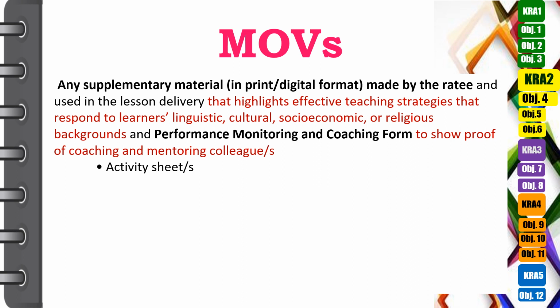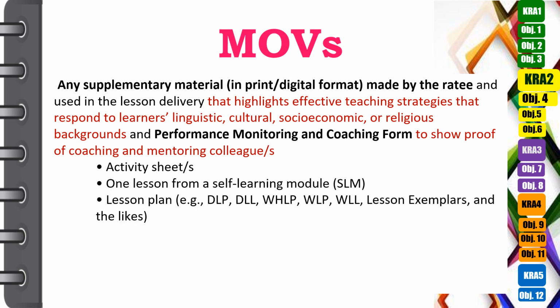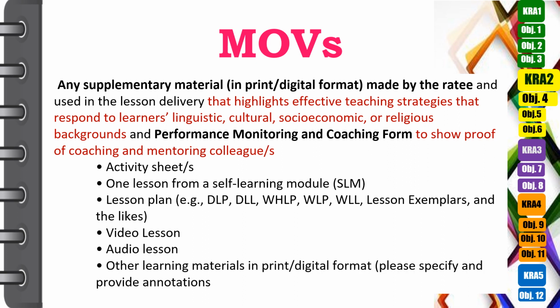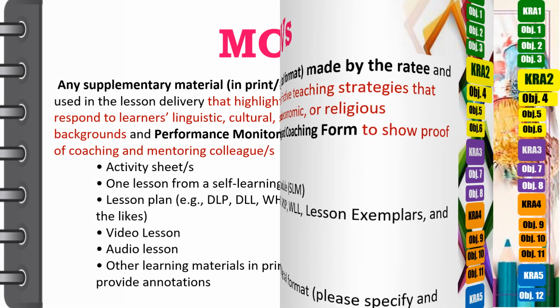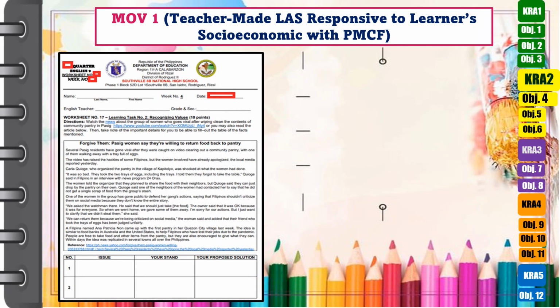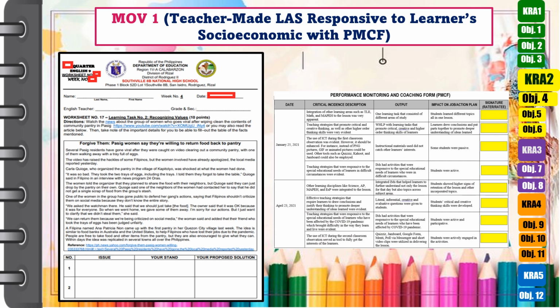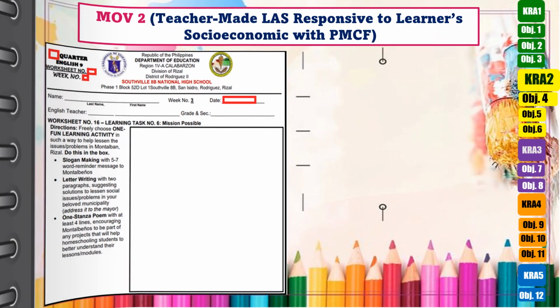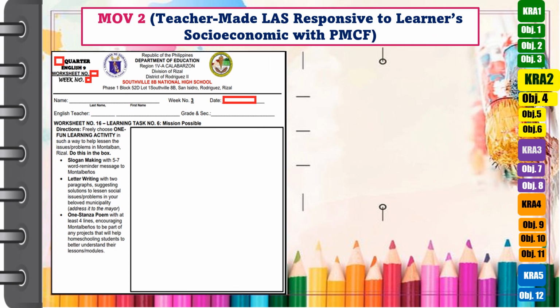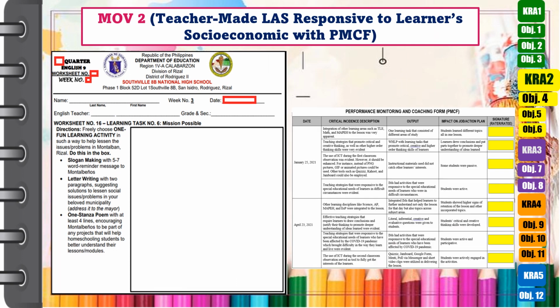You may use activity sheets, one lesson from SLM, lesson plan, video lesson, audio lesson, or other learning materials in print or digital format. You just have to specify and provide annotations. MOV1, Teacher-Made Learning Activity Sheet responsive to learners' socioeconomic background with PMCF. So this is the MOV1. This is the PMCF, highlighting the comments or suggestions I gave, which is congruent to Objective 4. This is the MOV2, same, Teacher-Made Learning Activity Sheet, and this is the PMCF.